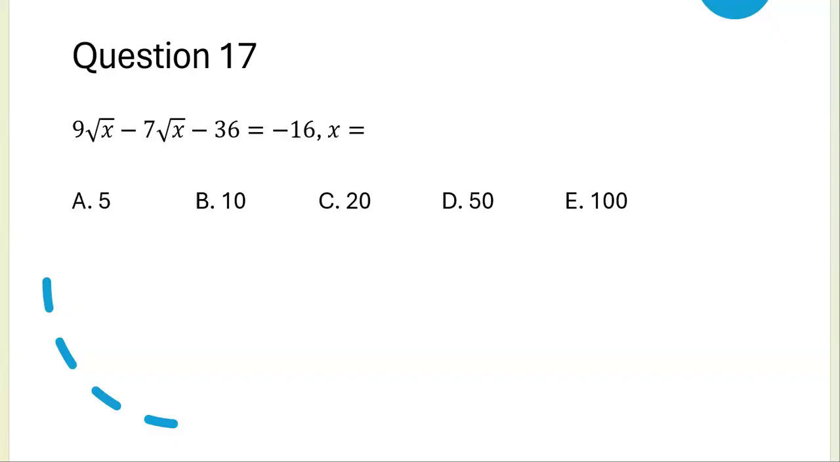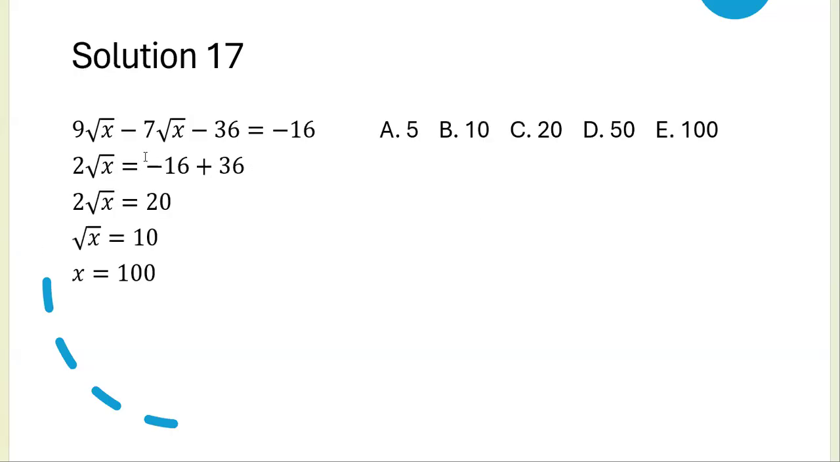How about this radical equation over here? What is x equal to? Well, we can combine like terms first. So 9 root x minus 7 root x, that is 2 root x. So 2 root x minus 36, or we can even add this 36 to both sides first. So that's what I did. So 2 root x is 20, divided by 2. So root x is 10. Square both sides, x is equal to 100.